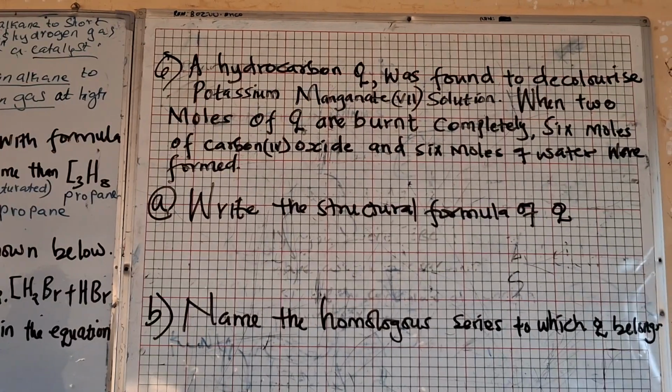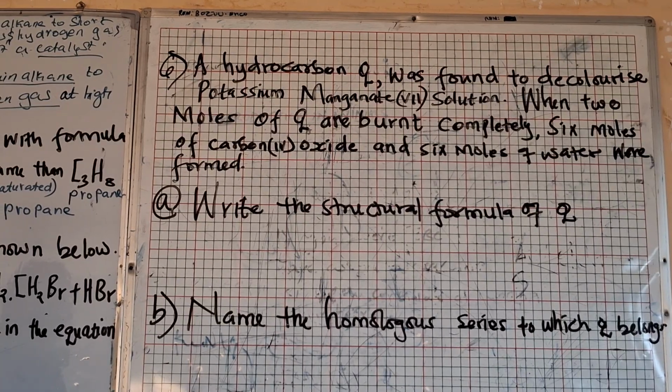A hydrocarbon tube was found to decolorize potassium manganate.